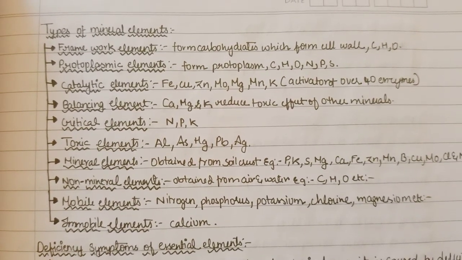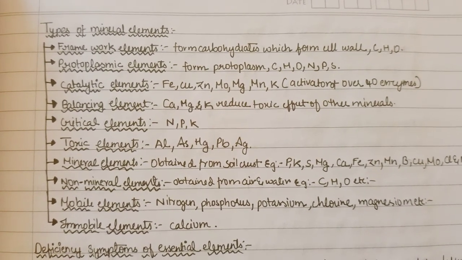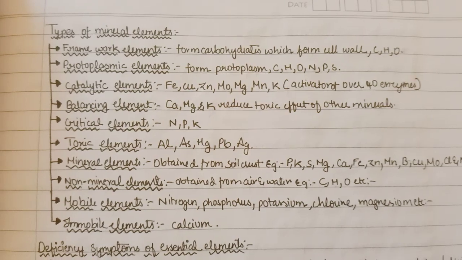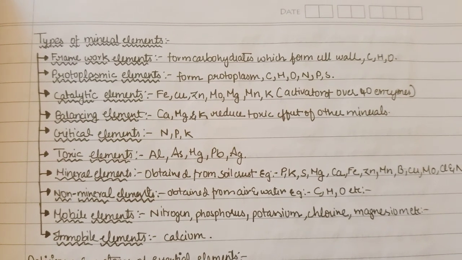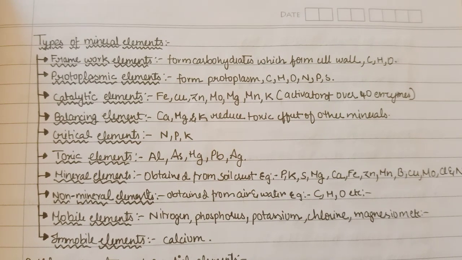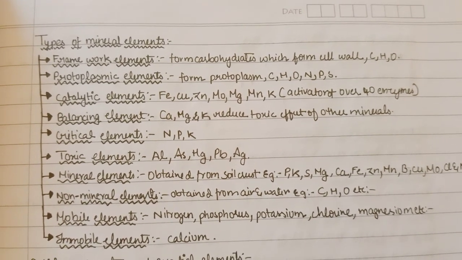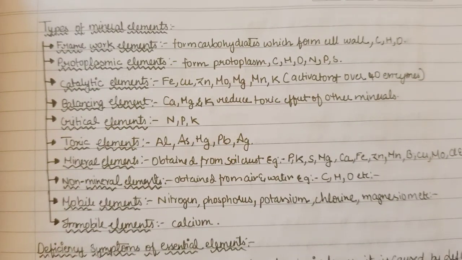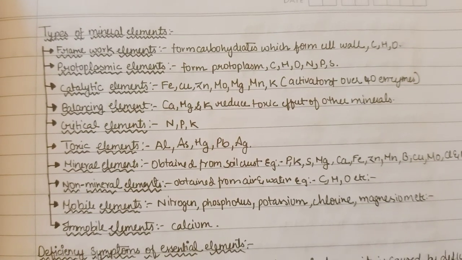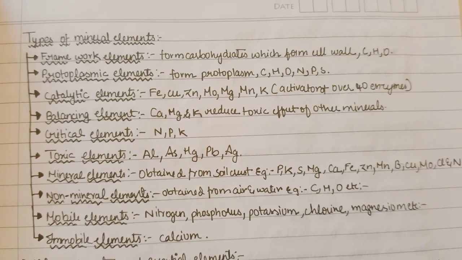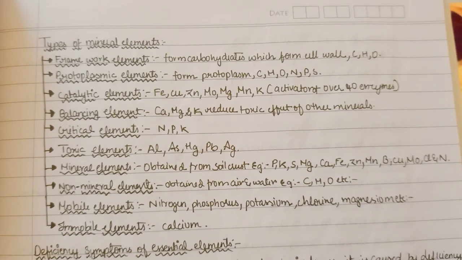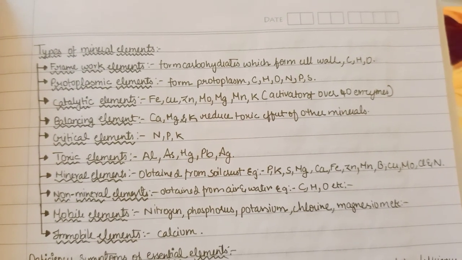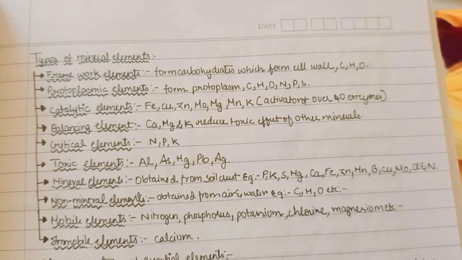Then critical elements are nitrogen, phosphorus, potassium. Then toxic elements are aluminium, arsenic, Hg or mercury, lead and gold. Then mineral elements obtained from soil crust are known as mineral elements. Example, P, K, S, Mg, Ca, Fe, Zn, Mn, B, Cu, Mo, Cl and N.